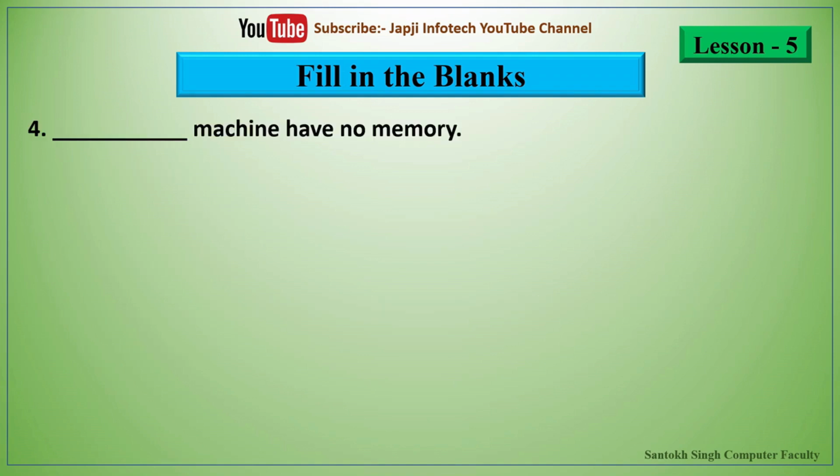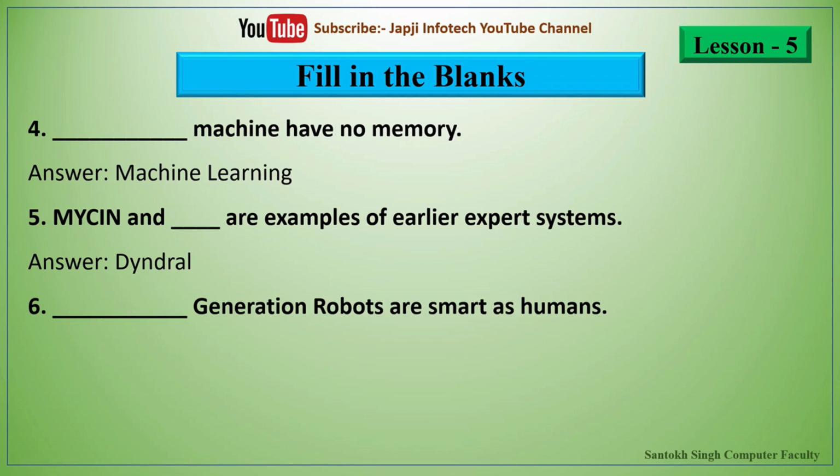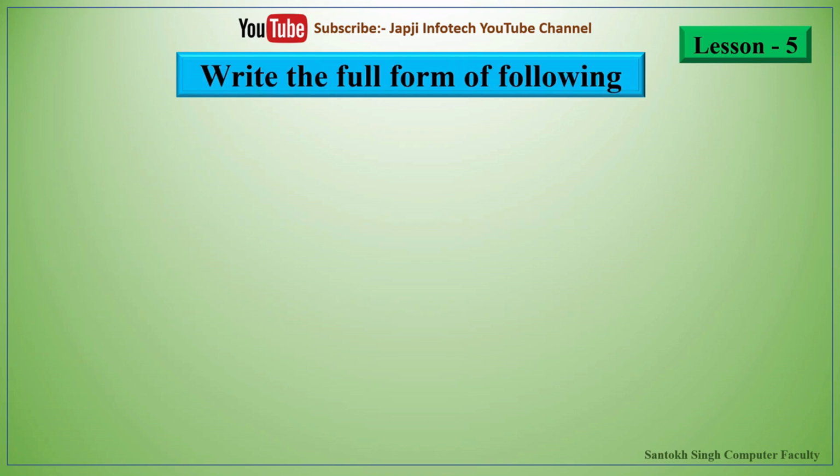And the fourth one is, dash machines have no memory. And the right answer is reactive machines have no memory. Fifth one is, Mycin and dash are examples of earlier expert systems. And the answer is Mycin and Dendral are examples of earlier expert systems. Sixth one is, dash generation robots are smart as humans. And the right answer is fourth generation robots are smart as humans.